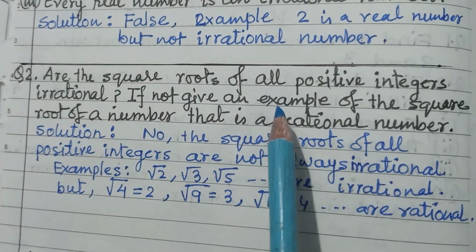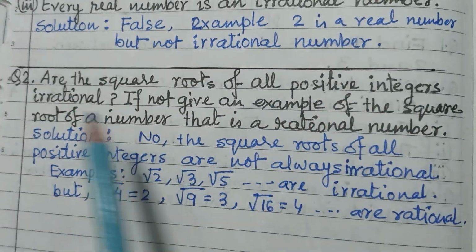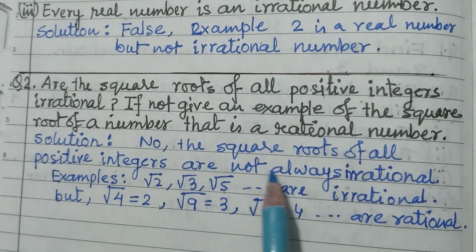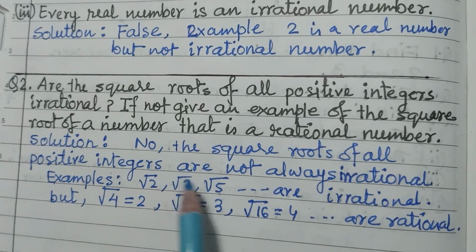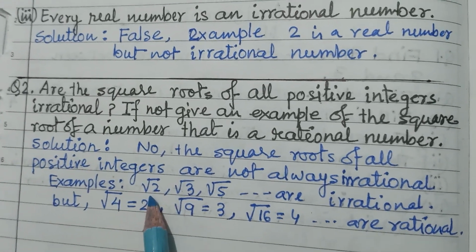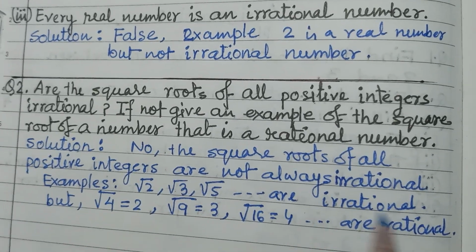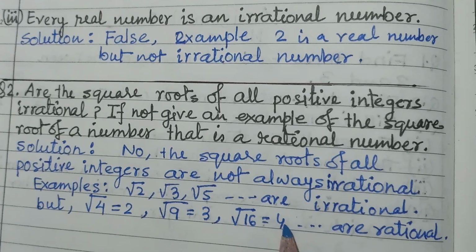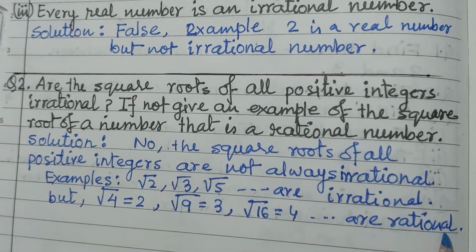Are the square roots of all positive integers irrational? Now justify your answer. No, the square roots of all positive integers are not always irrational. For example, root 2, root 3, root 5 are irrational, but root 4, root 9, root 16 are rational numbers.